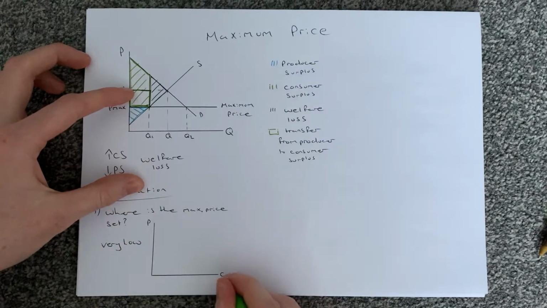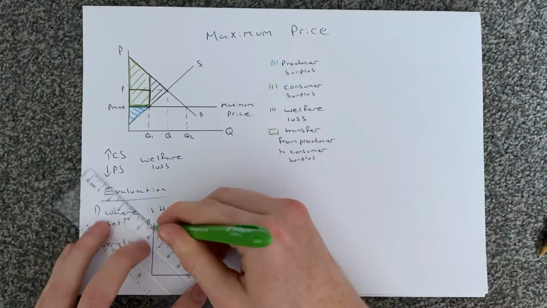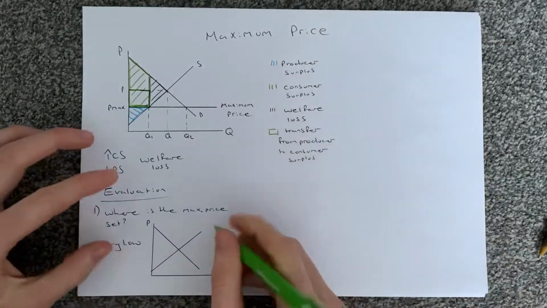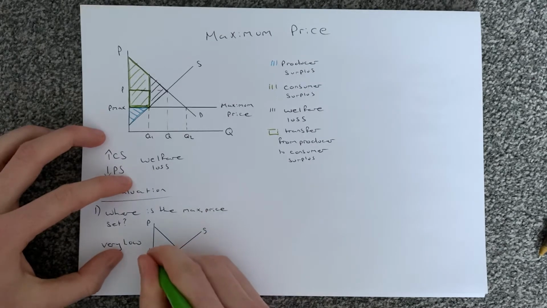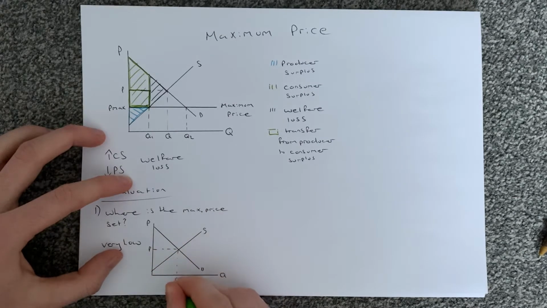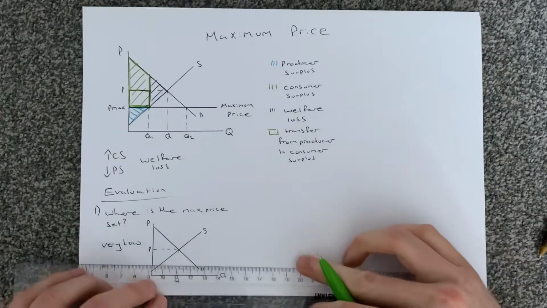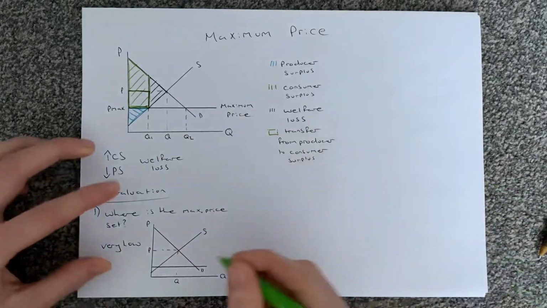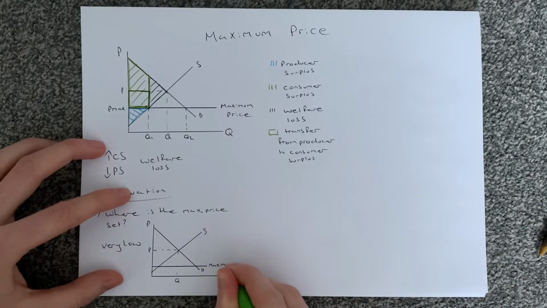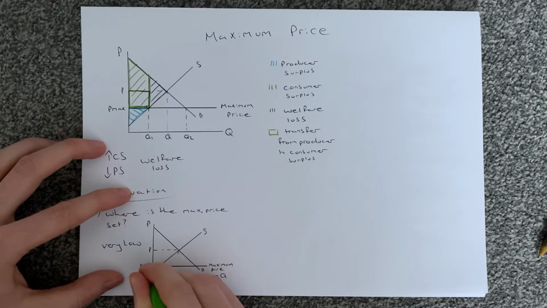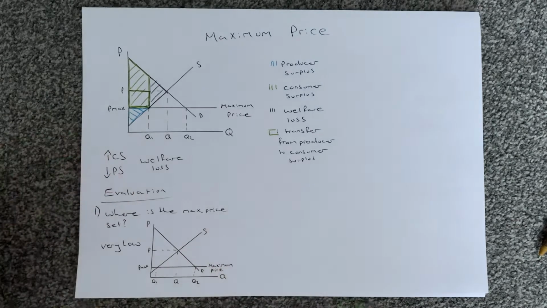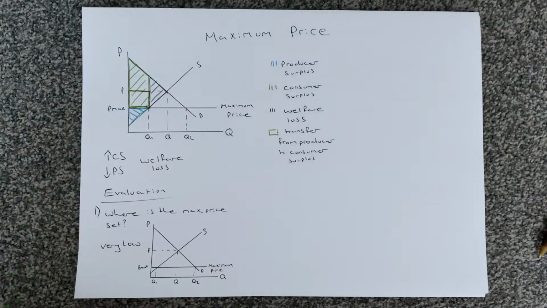We'll label that P, we'll label that Q. We'll add in our demand and supply curves. Supply, demand. We'll put in our market equilibrium originally. And now we'll add in a really, really low maximum price. So there we go. Maximum price. And we'll add in our quantities there. P max, Q1 is the quantity supplied, and Q2 would be the quantity demanded at that max price.